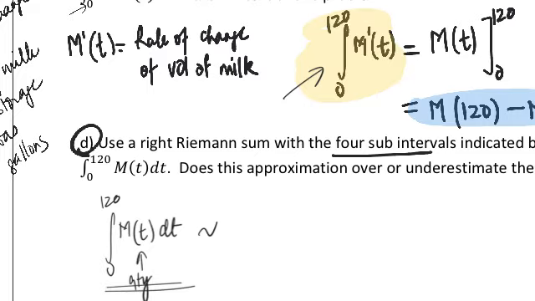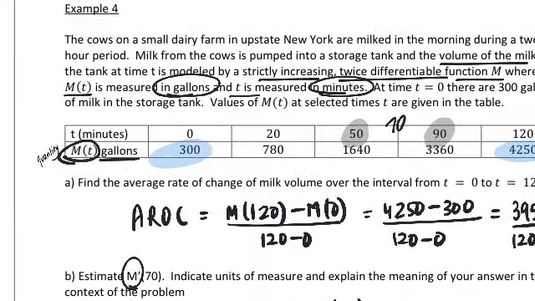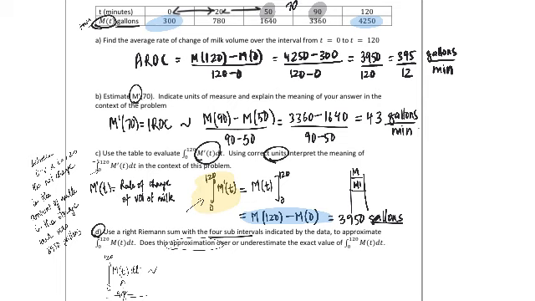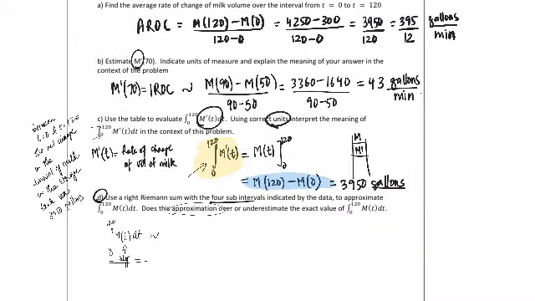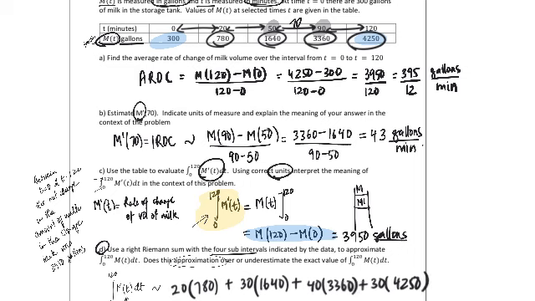But we can do this with a Riemann approximation. We cannot do an exact one. The Riemann approximation is just going to be your table approximation, with the delta t's here, and then we're doing a right Riemann sum, so we'll go here, here, here, and here, and we'll write our M4, which will be 20 times 780 plus 30 times 1640 plus 40 times 3360 plus 30 times 4250, okay?